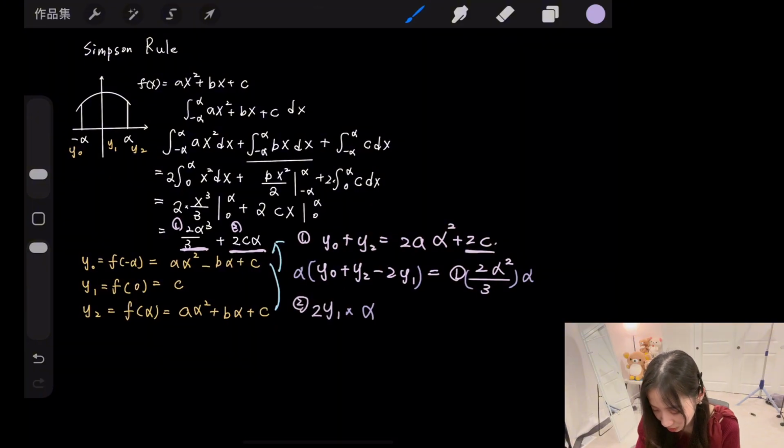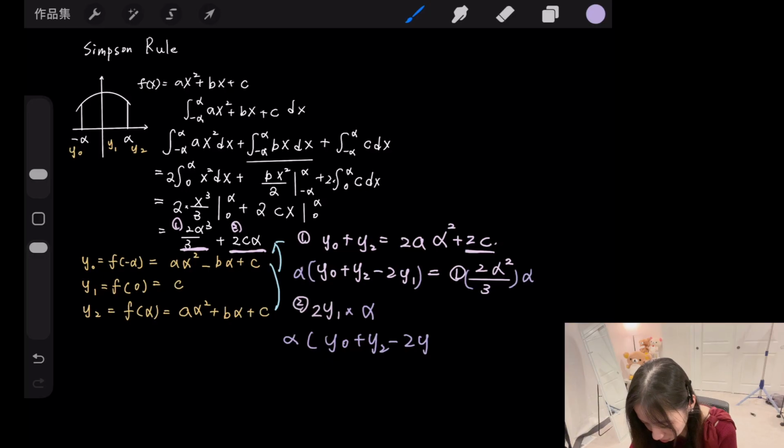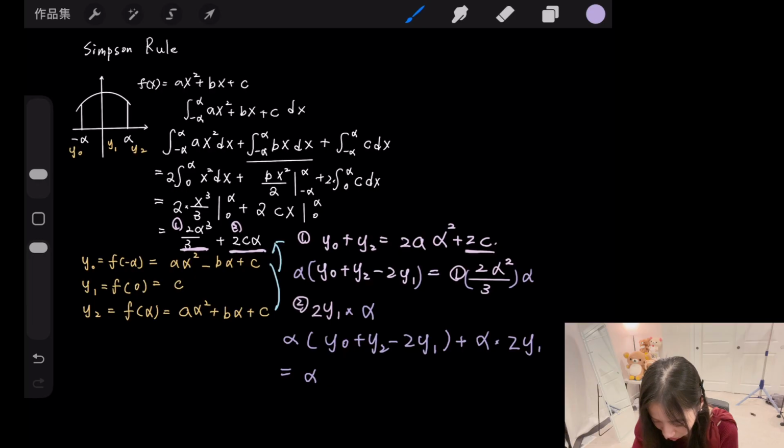So you added your 1 and the 2, which will be your alpha, y sub 0 plus y2 minus 2 times 1, y sub 1, and then plus your alpha times 2 times your y sub 1, which, if you make it more clean, will be alpha. Oh, actually, sorry, here is all over 3, right? So, yeah, don't forget here.